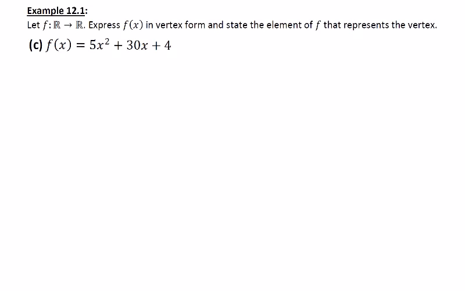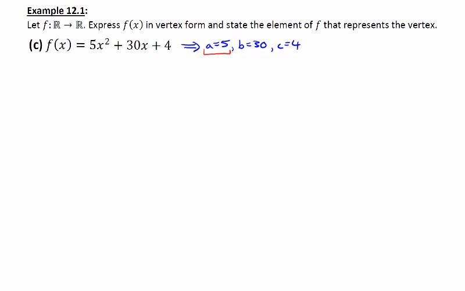Example 12.1c, let's look at finding the vertex form once again for the given equation. We have f of x equals 5x squared plus 30x plus 4. So this is, again, standard form. And from this standard form, we can identify that a is 5, b is 30, and c is equal to 4. So once again, we have an issue here where the leading coefficient, which is the a value, is not 1. But in this case, it's 5.